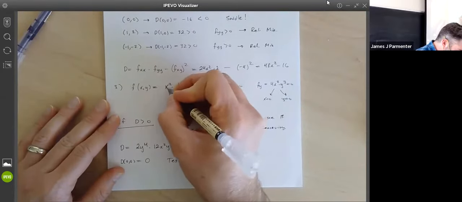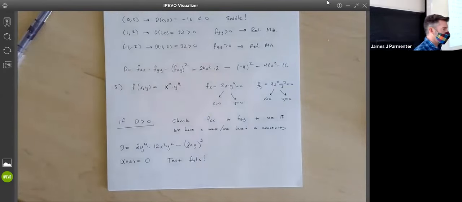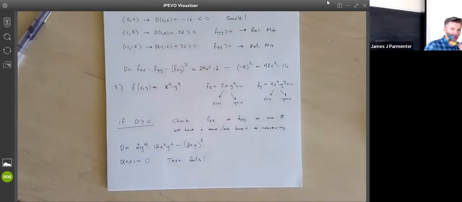So x squared times y to the fourth. If I plug in any value besides (0, 0), what kind of output are we going to get? Is it going to be positive? Is it going to be negative? Is it going to be some of both? What's happening? What if we plug in something that's not just (0, 0)?